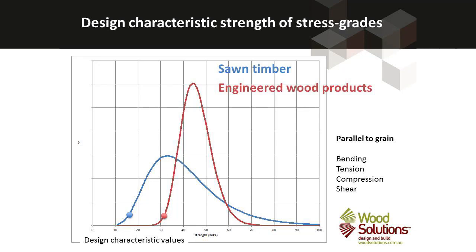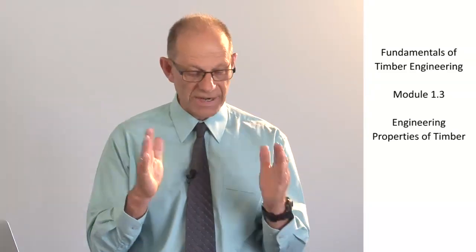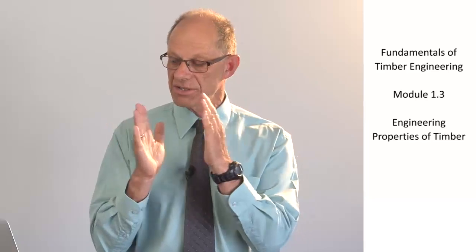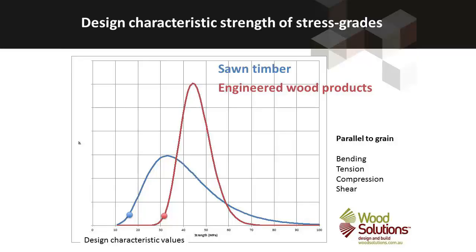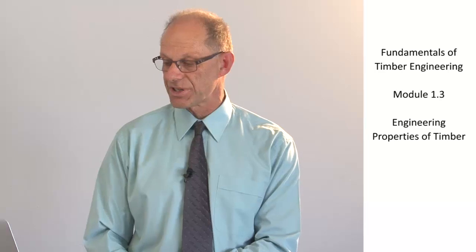And different products have got different distributions. Sawn timber has a wide range of strengths, and we're using a very conservative strength in the design of sawn timber. On the other hand, engineered wood products make use of a large number of wood fibres in the one product, and the strength distribution is much narrower, but we still use a conservative estimate of its strength for that particular product. The properties are dictated by the stress grade.